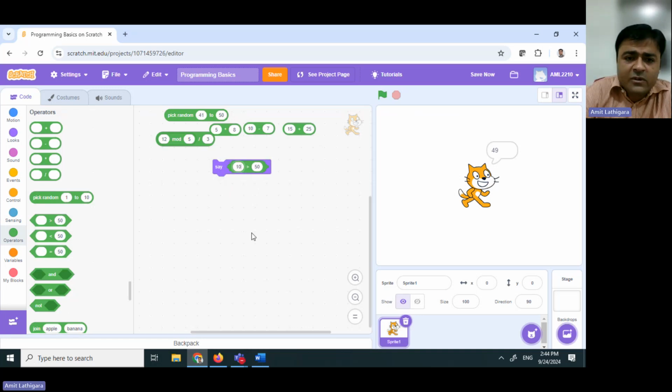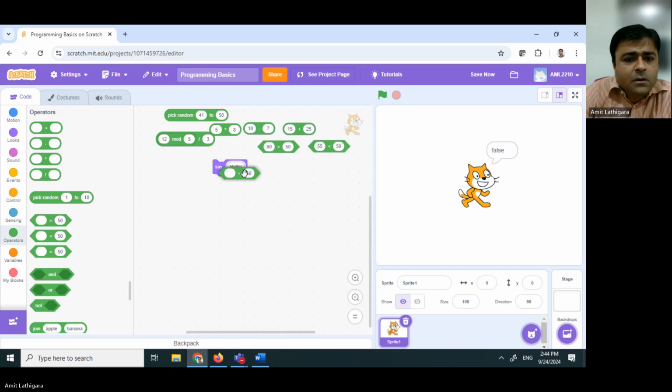Let's have the very first one, greater than, say 10 greater than 50. Answer is false. 60 greater than 50. Answer is true. So it always gives a result in the form of true and false. Similar way, less than. 25 less than 50, so it is true. 55 less than 50, so answer is false.